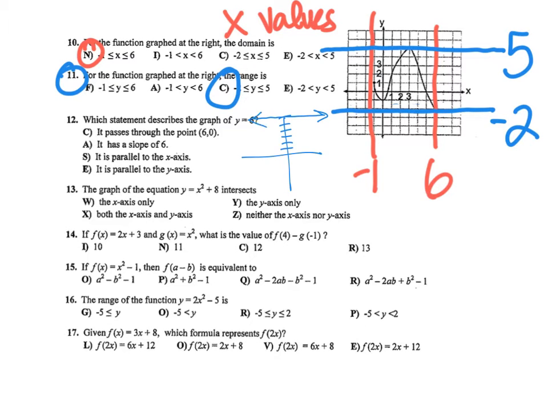Straight line. Horizontal line. Well, case S passes through the point 6, 0. Does it go through 6, 0? Nope. Does it have a slope of 6? No, it has a 0 slope. Is it parallel to the x-axis? Yes, it's S. Good job.